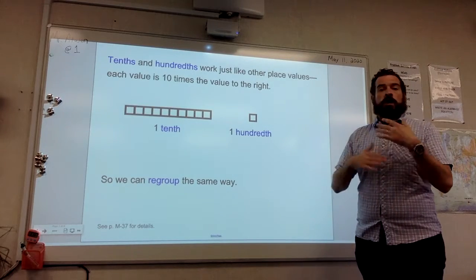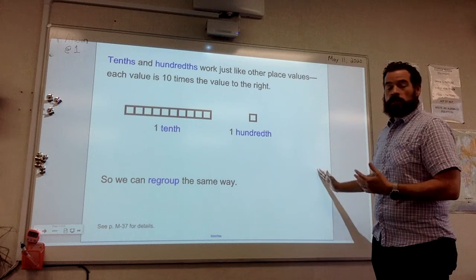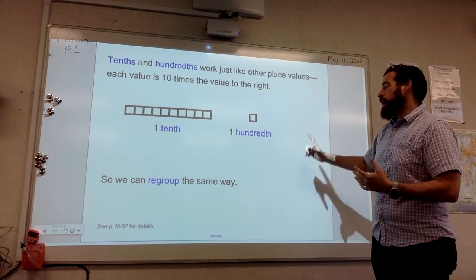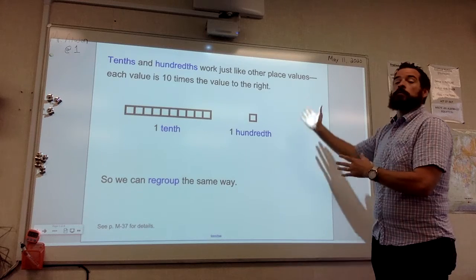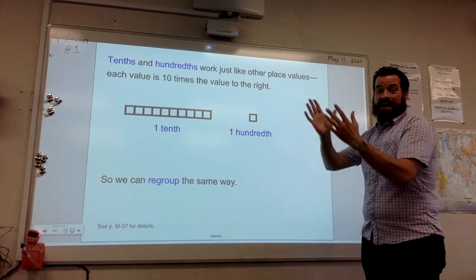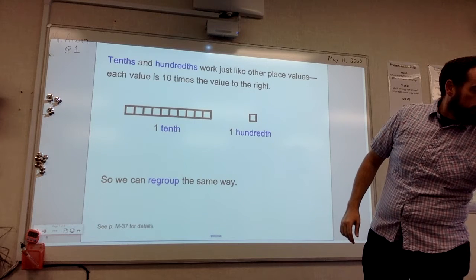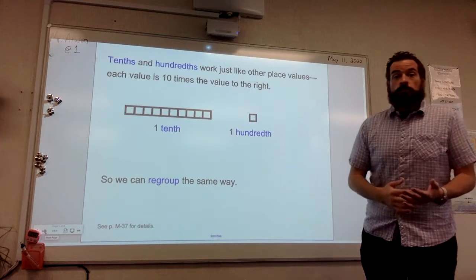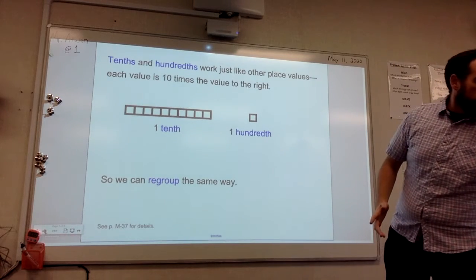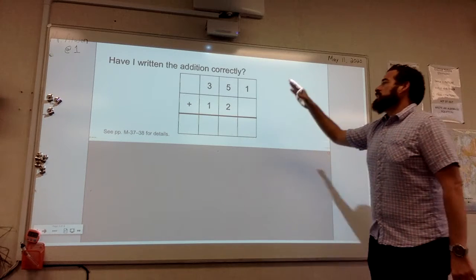So that means that when we're adding, our regrouping works the exact same way. So if we add something starting on the right side, and we get to a point that our sum is greater than 10, we've got to make sure that we regroup and add that into our next place value column. So as long as you remember that, you can add decimals just the way you add regular numbers. So I wanted to put this up as an example.